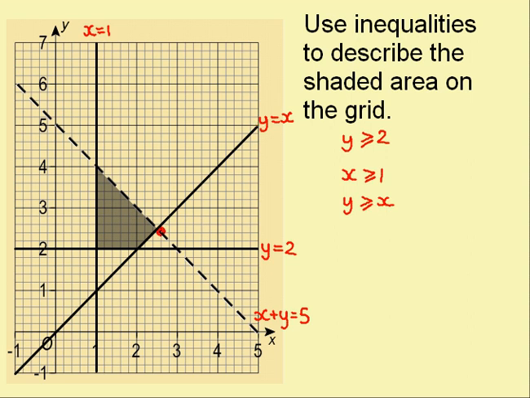For the x plus y equals 5 line, I can see the shaded region is below it. So x plus y must be less than 5. This time we've got a dotted line, so we leave the inequality symbol like this. So these are the 4 inequalities that describe the shaded region on the grid.